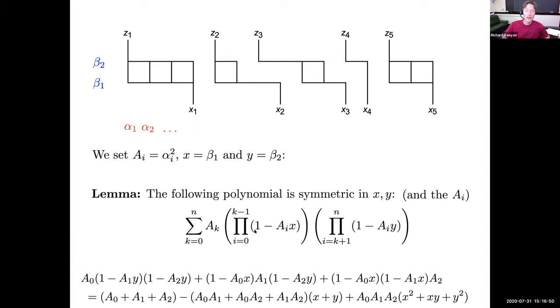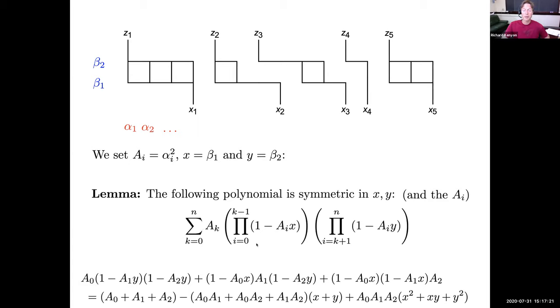You take a sum over all k's of an n-fold product. In the kth term, you take the product from 0 to k minus 1 of 1 minus a_i, and then at the kth place you just put a_k by itself, and then for the remaining terms you put 1 minus a_i. So the x's are at the beginning, and the y's are at the end, except for the kth term where you don't have any x or y, it's just a.